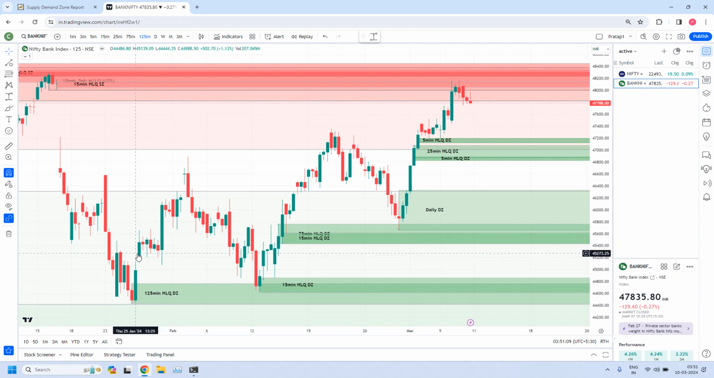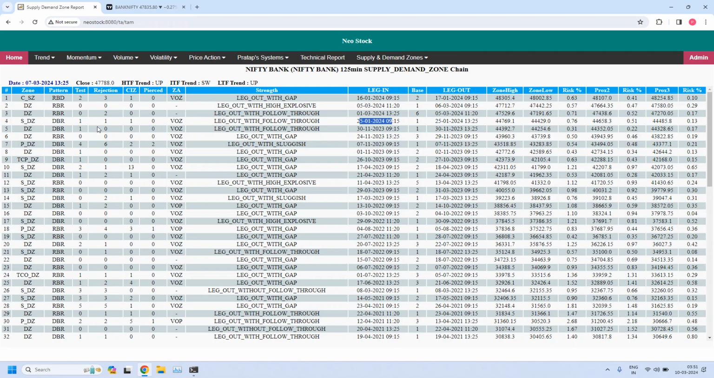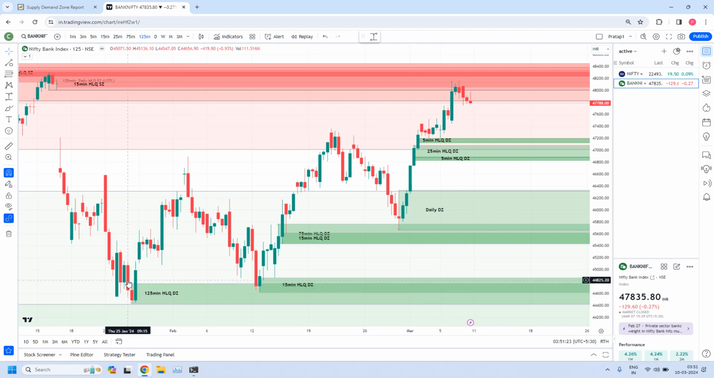Where is 25/1? This is 24. This is 25. What? 25 9/15. Okay, this is a drop base rally. This drop base rally is the one we have already drawn. This is the most recent high liquidity zone. This is the 125 minutes high liquidity zone.